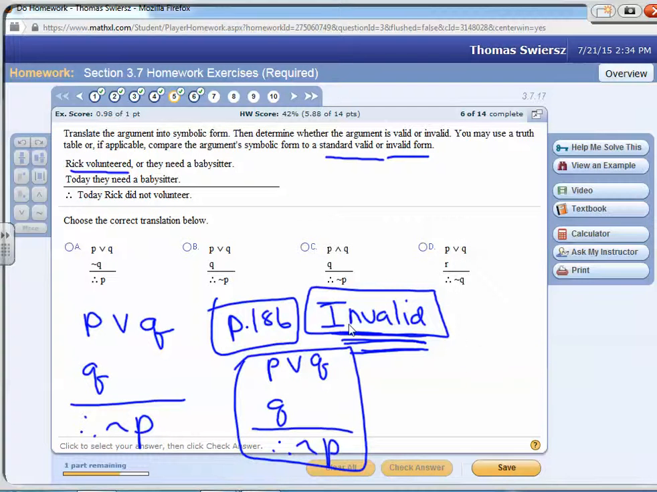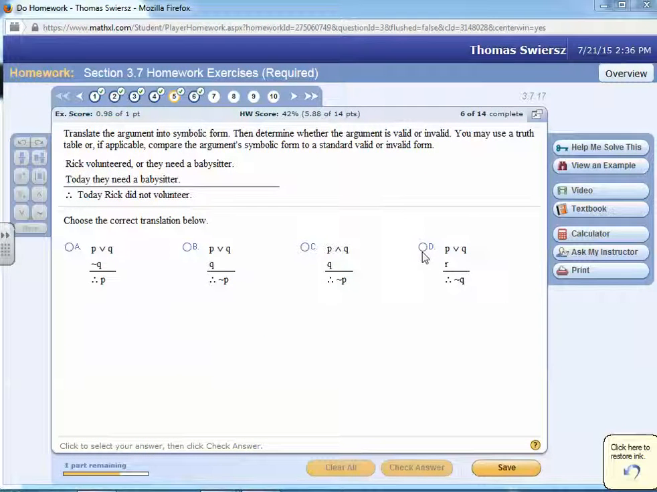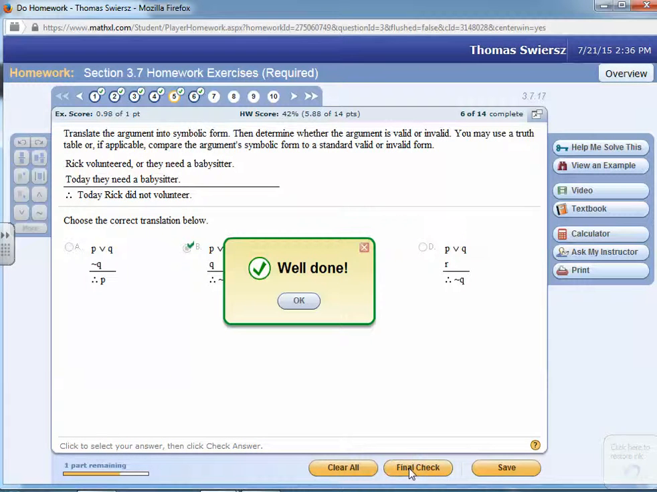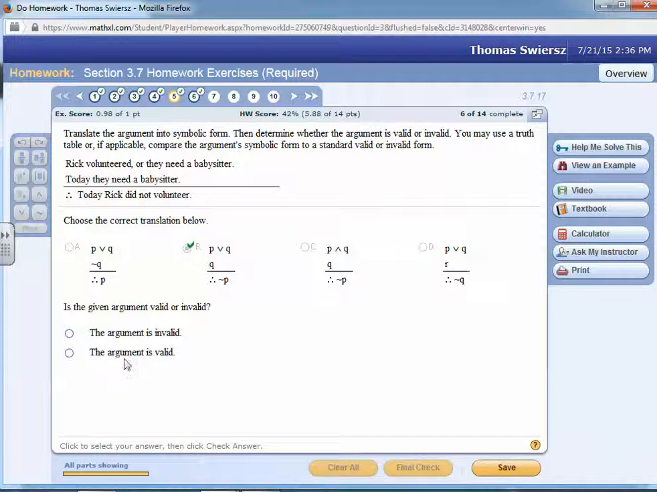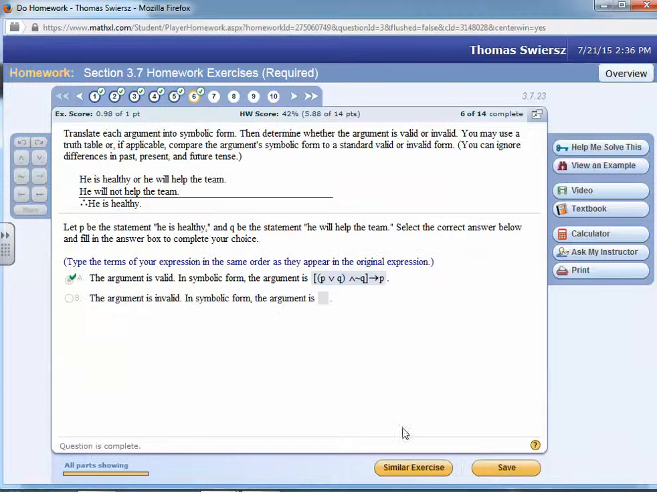So again, it was P or Q, and Q, therefore not P. We symbolized, and we definitely said it fits the form of one of the invalid arguments. All right, very good.